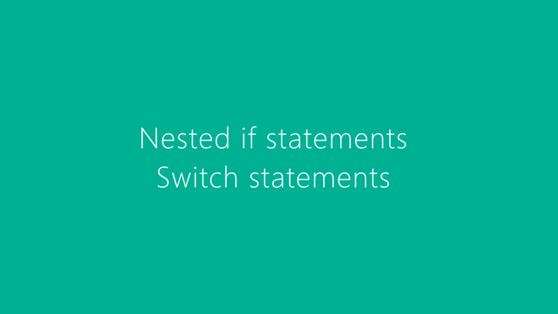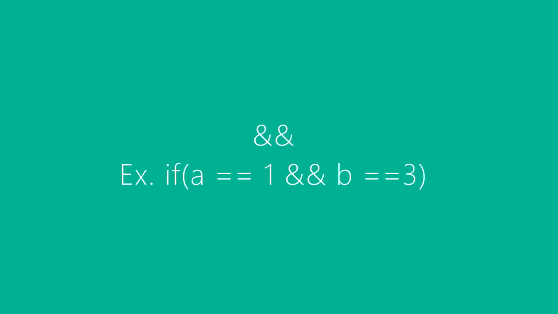So to recap, we learned about if statements and if-else statements. There are 2 more, nested if statements and switch statements. But before we move on, let's take a quick look at compound Boolean expressions. So the logical AND symbol looks like this. And it basically means that 2 or more conditions which are connected through these symbols must all be true in order to proceed with the code within the statement.